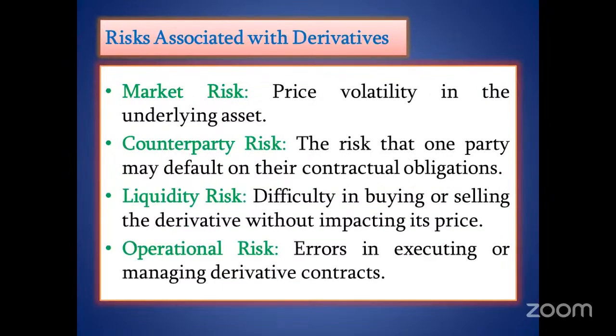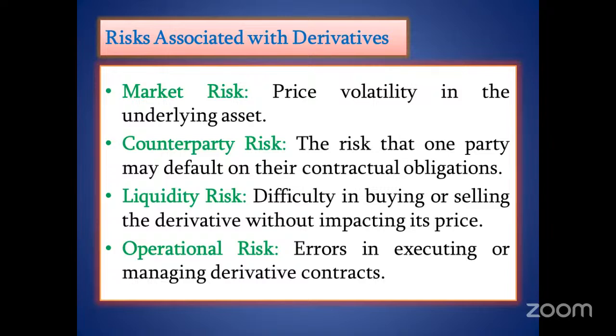Now, what are the risks associated with derivatives? There are four types of risk associated with derivatives. That is market risk. Market risk is price volatility in the underlying asset. Market conditions fluctuate depending upon the asset, and the price volatility keeps changing. There is no constant or stabilized market in this angle. And also counterparty risk.